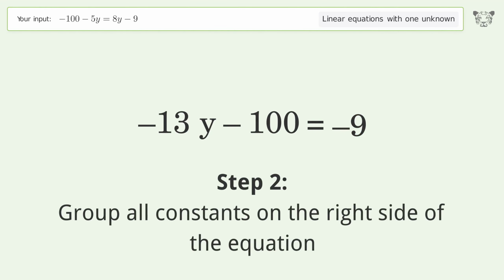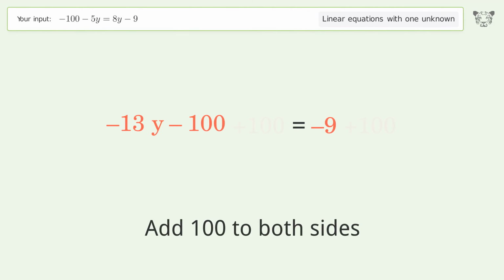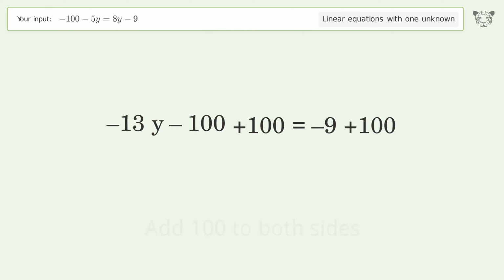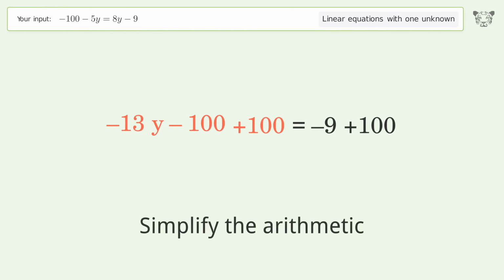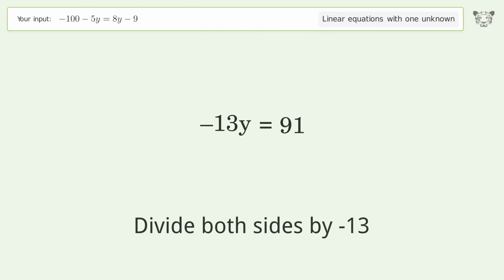Group all constants on the right side of the equation. Add 100 to both sides. Simplify the arithmetic. Isolate the y. Divide both sides by -13.